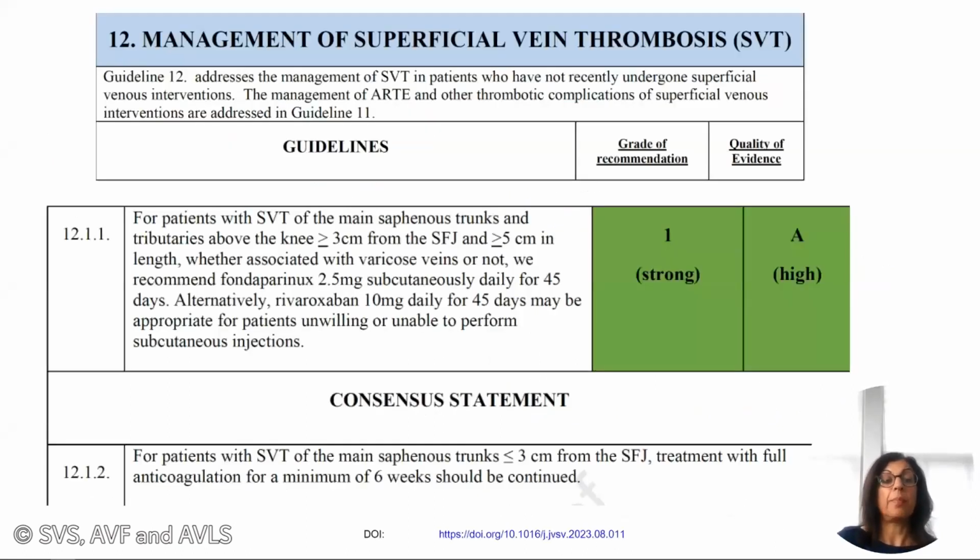So what do the guidelines say based on this review of studies? Strong guideline 1A is for patients with SVT of the main saphenous trunks, greater than 3 centimeters from the saphenofemoral junction and 5 centimeters in length, that the standard remains fondaparinux 2.5 milligrams daily for 45 days. Since we know many patients will not tolerate injections, rivaroxaban is another tenable choice. The consensus statement is that for patients with SVT that approaches the saphenofemoral junction, full anticoagulation for a minimum of 6 weeks to 3 months should be continued.